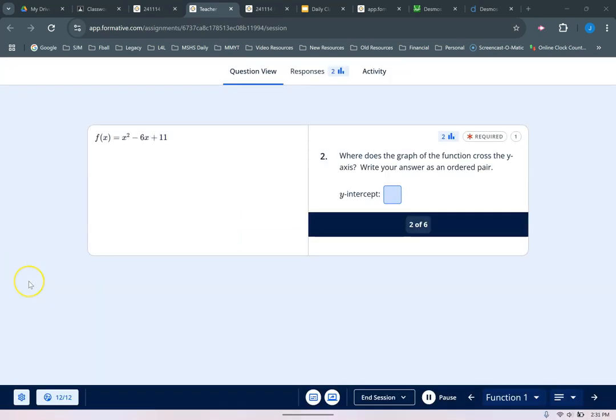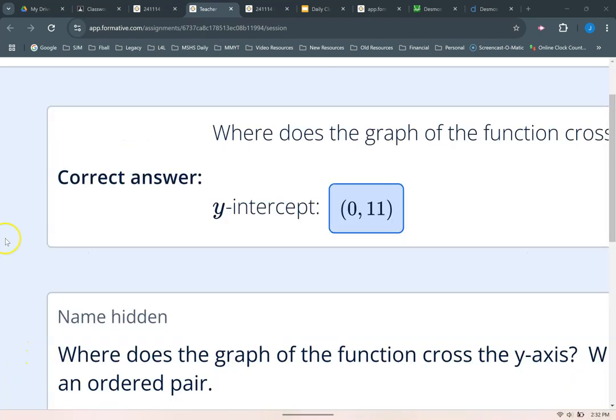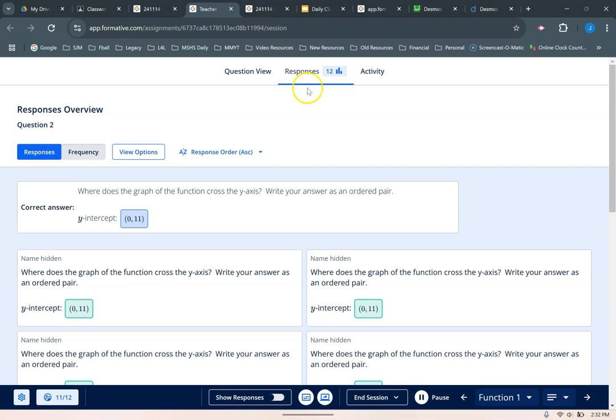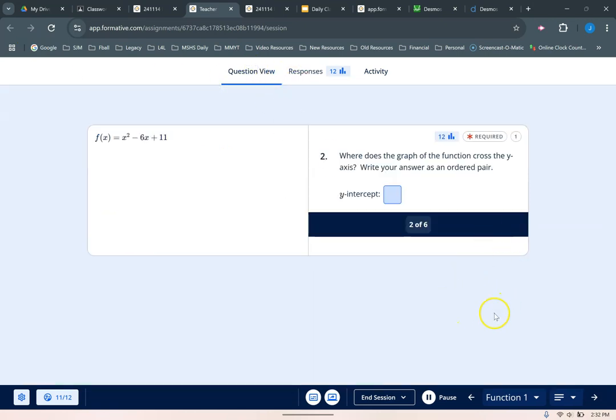Where does the graph of the function cross the y-axis? Next question. Let's see how you do with this one. Make sure you write your answer as an ordered pair. The correct answer is (0, 11). (0, 11) is the right answer for our y-intercept. Okay, good. Very cool.